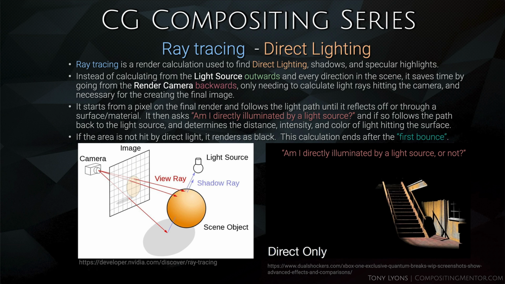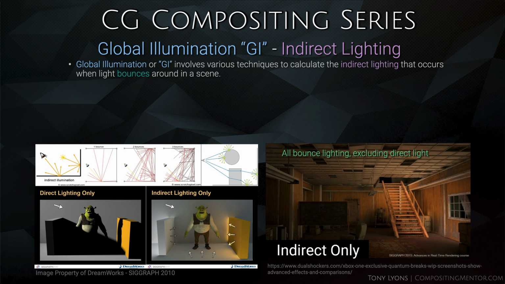On the right side is an example of a direct light only pass, and you can see that most of the image is registering as black, but the light source is above the stairway and it's shining down, and we're seeing what is actually directly lit by that light source. So again, it's asking the question, am I directly illuminated by a light source or not? And that's the render that you're getting.